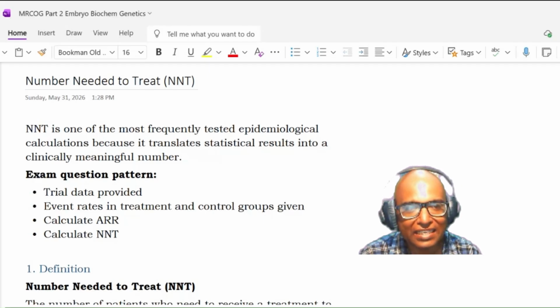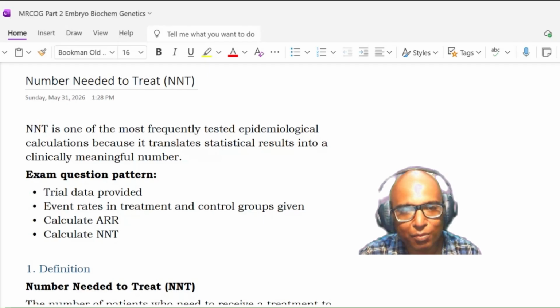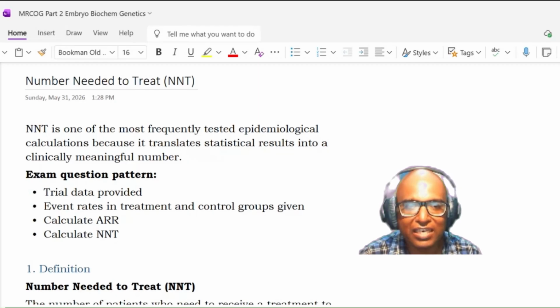NNT, the number needed to treat, is one of the most frequently tested epidemiological calculations because it translates your statistical results into a clinically meaningful number. Basically, the whole purpose of statistics and research is that we should have something clinically meaningful, so NNT is important from that point of view.